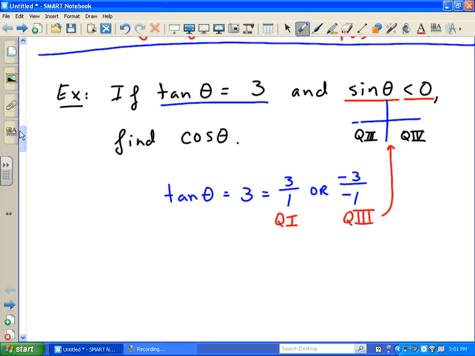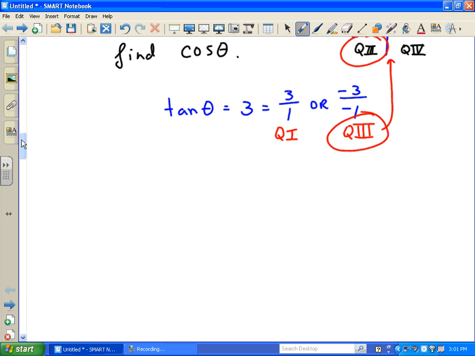So from the initial information from tangent, you were able to tell you're either in quadrant 1 or quadrant 3. From the other information, you know you're either in quadrant 3 or quadrant 4. Find where those two things overlap. Those two things overlap in quadrant 3. That nails down which quadrant you're located. Now, once you've nailed down which quadrant you're located, then go and draw a picture. So I know I'm in quadrant 3.